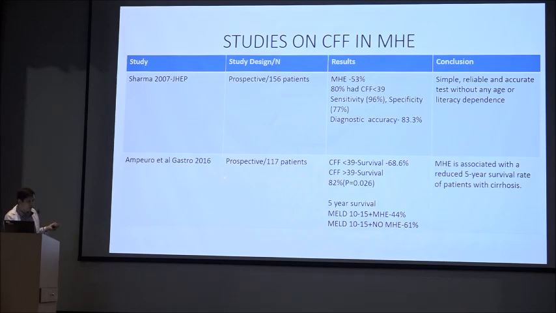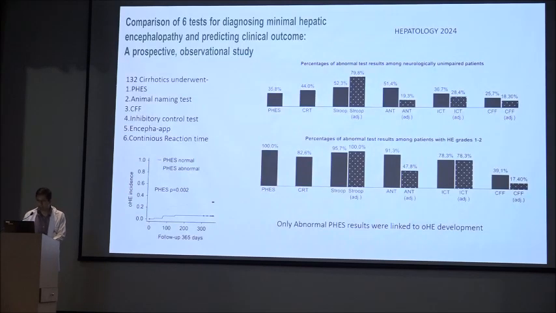There was another study published in Gastroenterology in 2016, which again looked at similar outcomes, and they looked at survival. They tried to correlate CFF with survival. What they found was that if you had a MELD between 10 to 15 with MHE, the 5-year survival was 44%. And if you had a MELD between 10 to 15 and no minimal hepatic encephalopathy, you had a survival of 61%. So they were able to correlate CFF with the development of minimal hepatic encephalopathy and also with survival in this group.